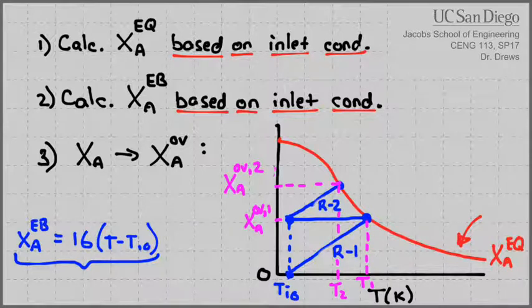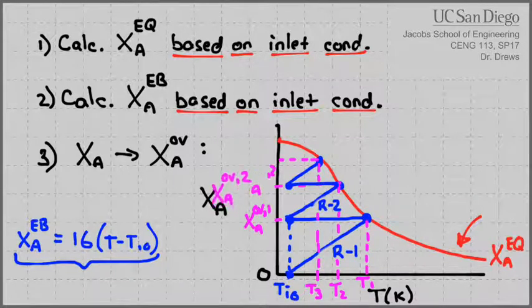How do we add the third heat exchanger? We just repeat exactly what we did before. This third heat exchanger is going to come over horizontally to here. Then we're going to draw another line with a slope of 16 again. The outlet temperature for reactor 3, we would just drop a line down here. We get T3. And now our overall conversion has increased even further.